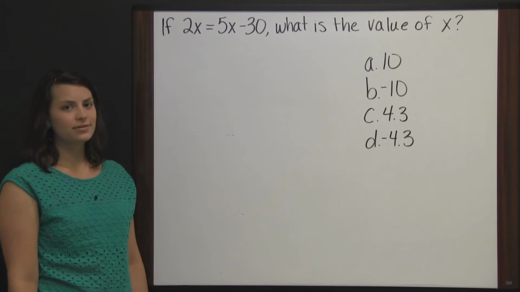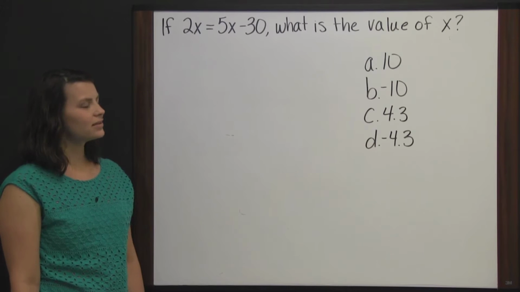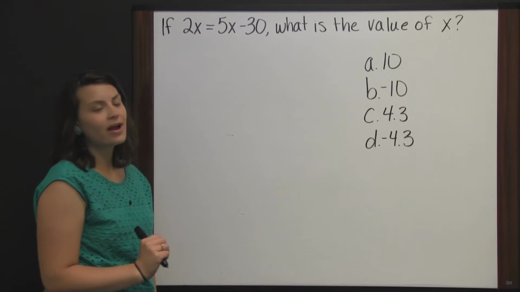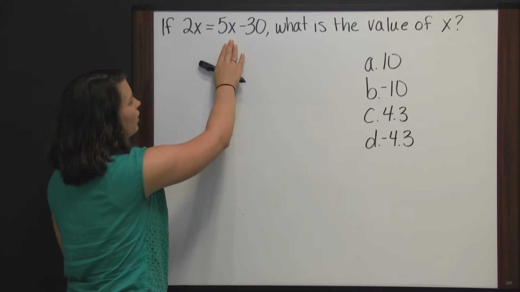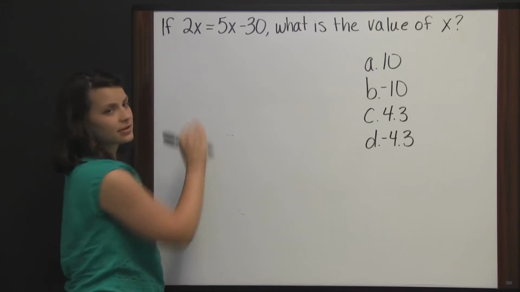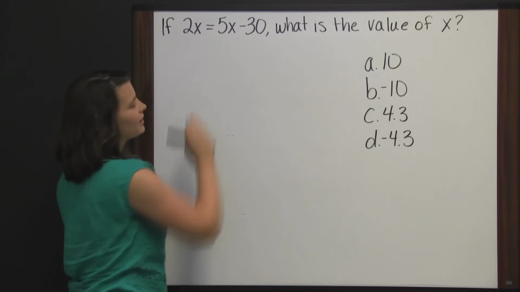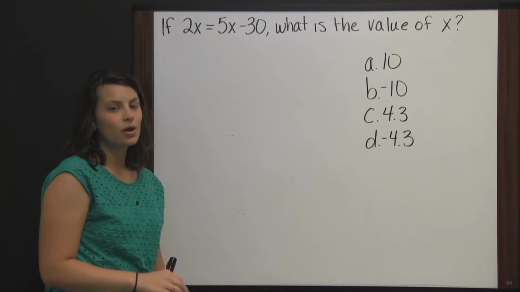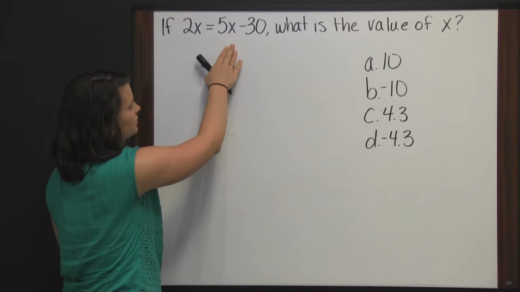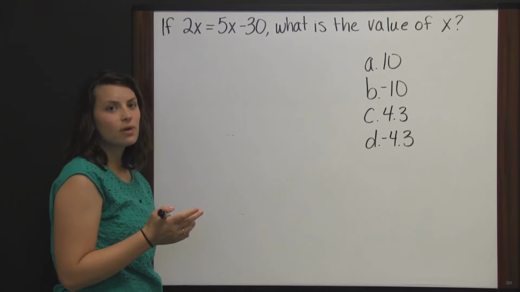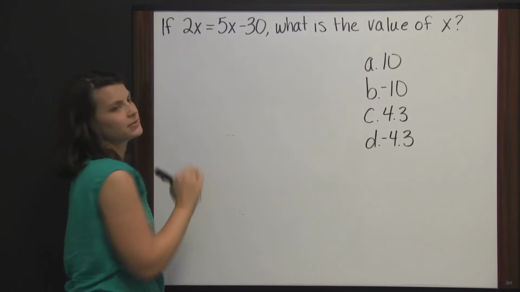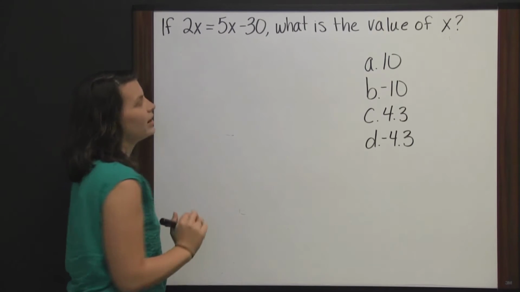If 2x equals 5x minus 30, what is the value of x? The first thing we want to do to solve for x is to get all of our x terms on the same side of the equal sign. We have 2x on the left side of the equal sign, and we have 5x on the right side of the equal sign. We have two options here. We can either subtract 2x from both sides, and that way we would get rid of 2x on the left side, or we can subtract 5x from both sides and get rid of 5x on the right side.